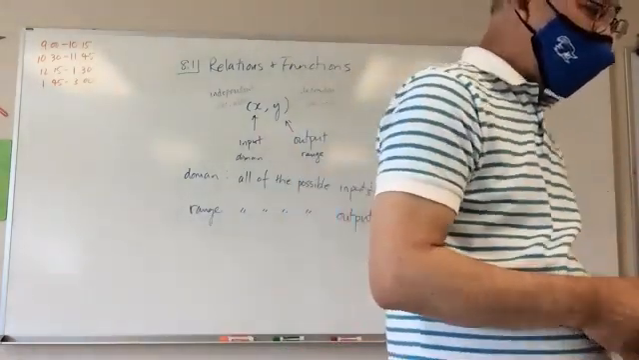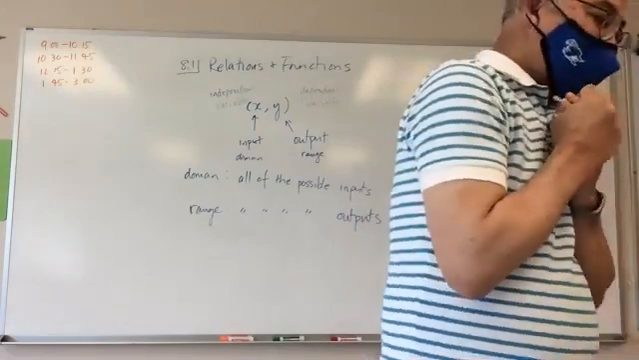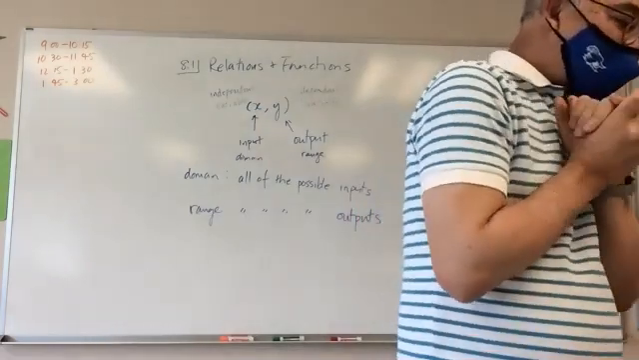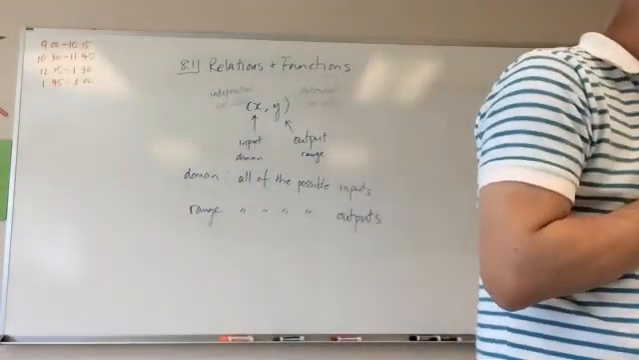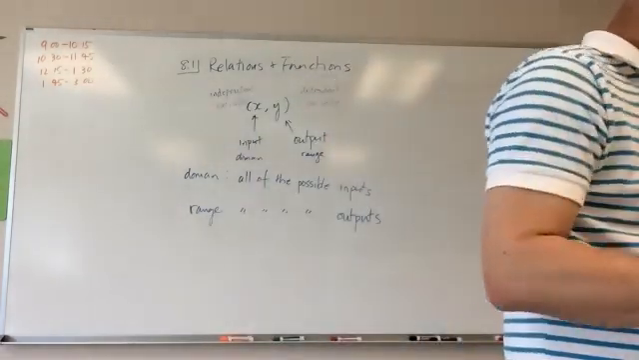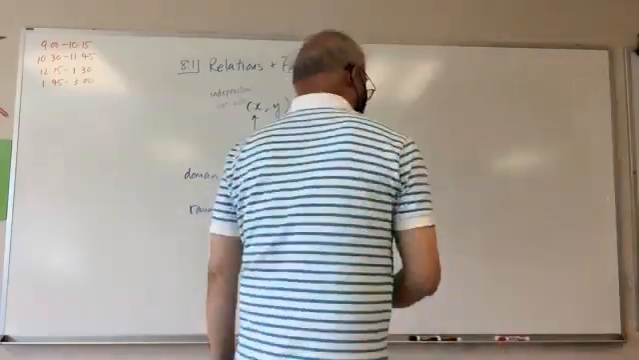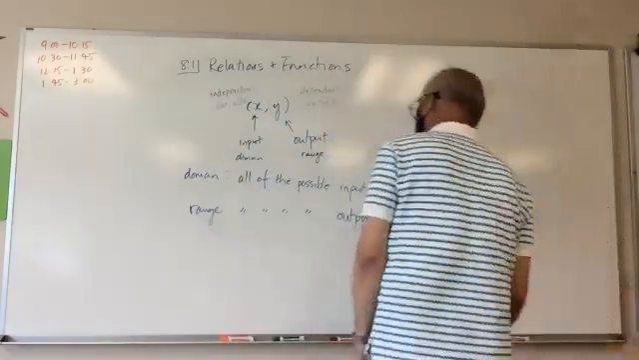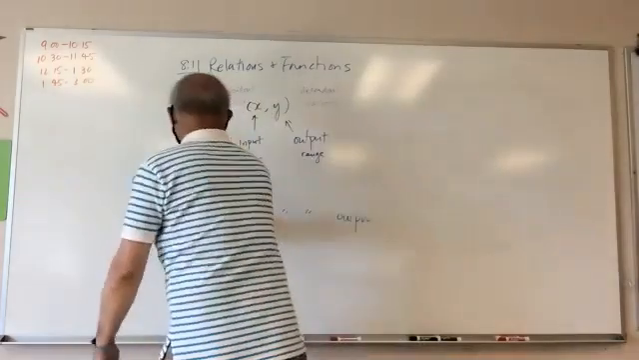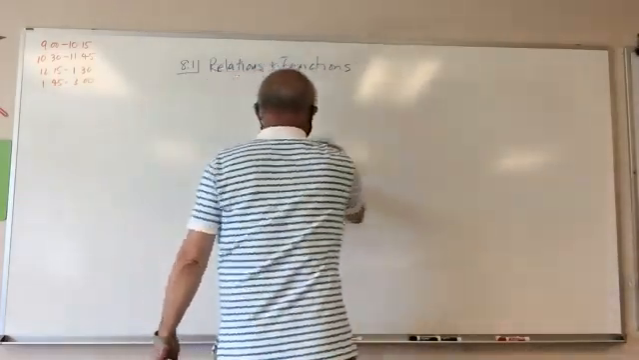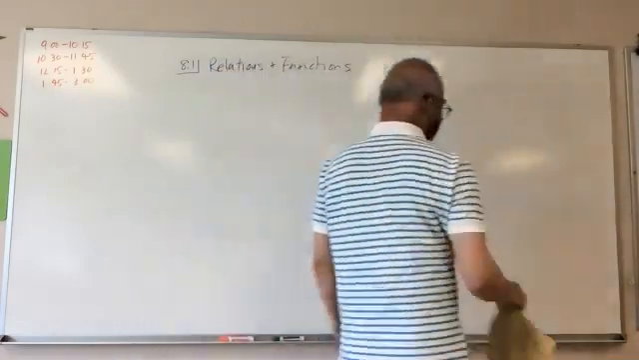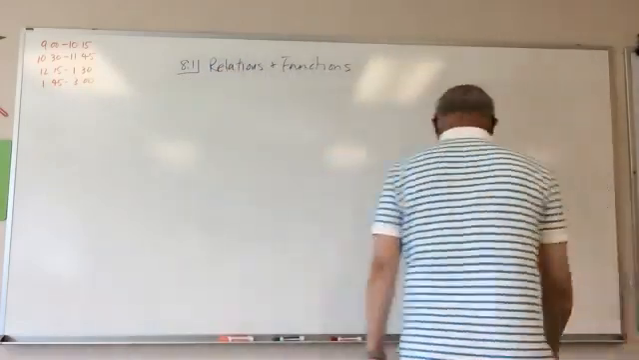Let's flip the page. Representing a relation. To represent the relation, we represent it as a graph or as a mapping diagram. A mapping diagram is the easier one, where you just write down the values and then map them across. So let's do that one first.